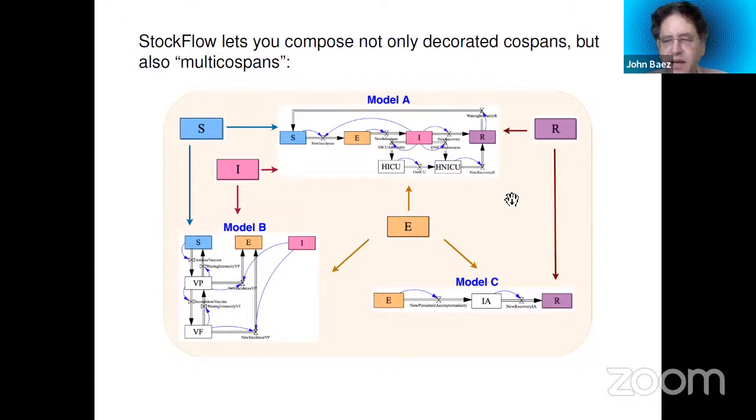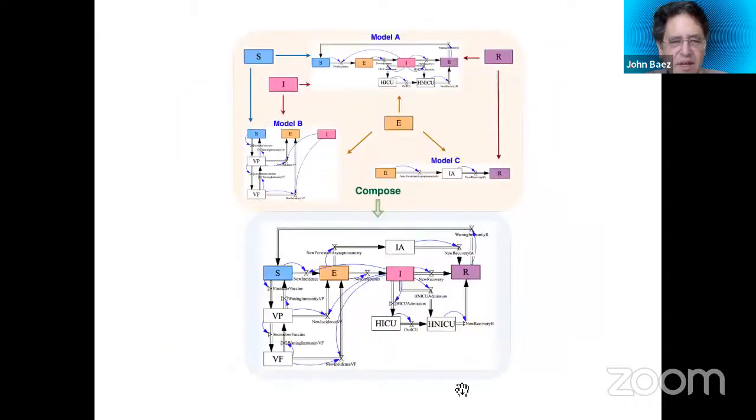So this multicospan, or as we heard in the last talk, multispan idea is connected to the fact that these decorated cospan categories are all hypergraph categories, or they give you algebras of an undirected wiring diagram operad. And so you can compose any multicospan to get a new stock flow diagram. So here we're just sticking together these three by identifying, for example, E in each place here and so on.